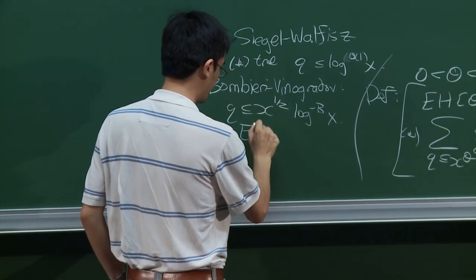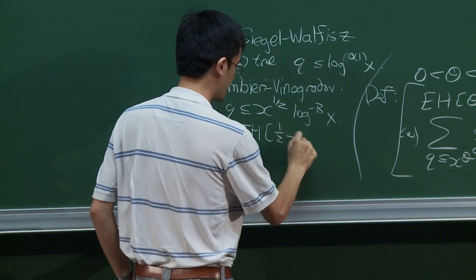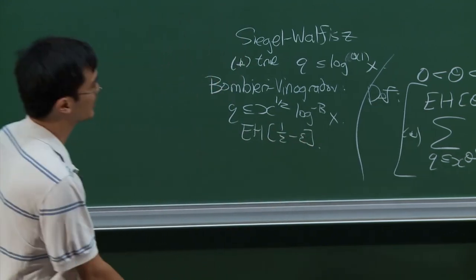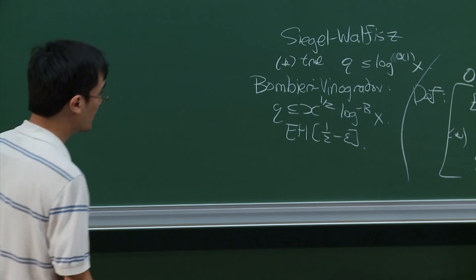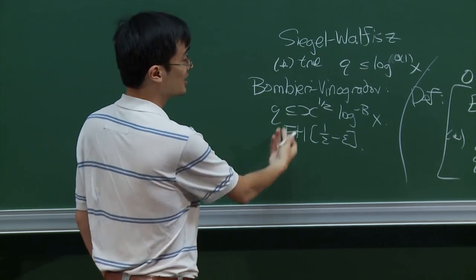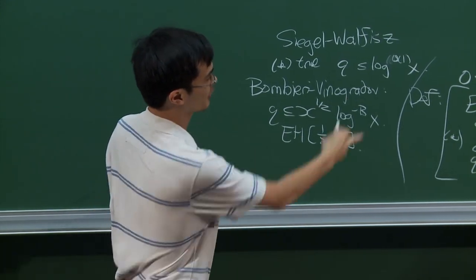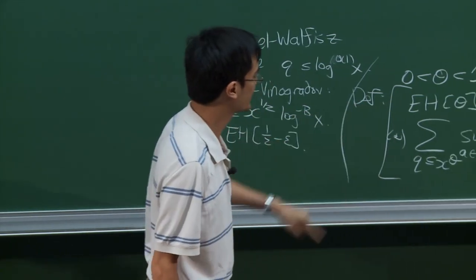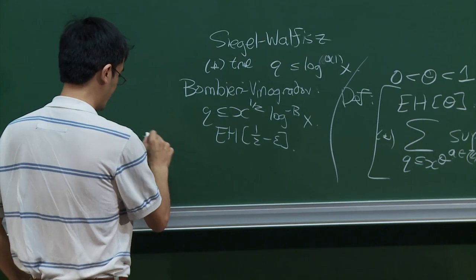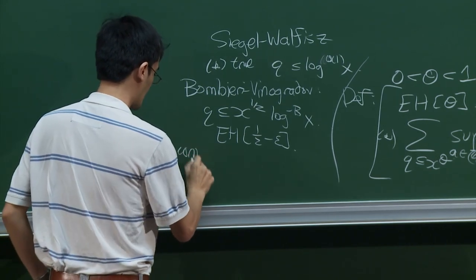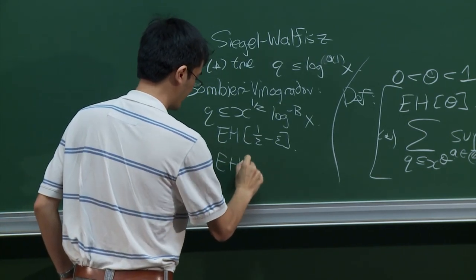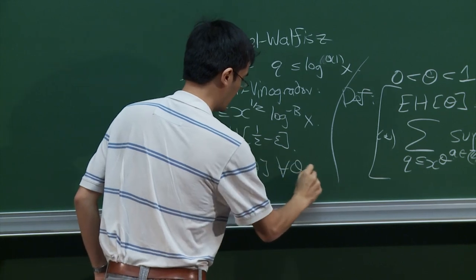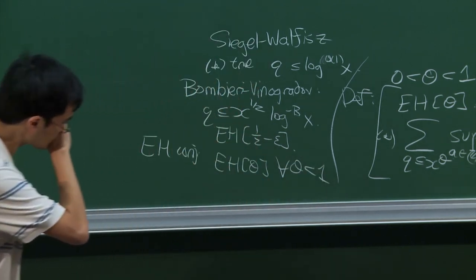So in particular, you get Elliott-Halberstam for any theta just a little bit shy of 1/2. And this is still pretty much the best that is known for Elliott-Halberstam as written here. So the conjecture is that this is true for all theta up to 1.